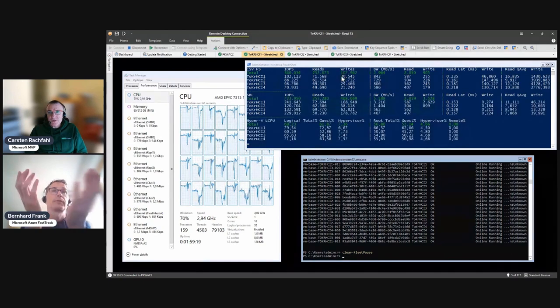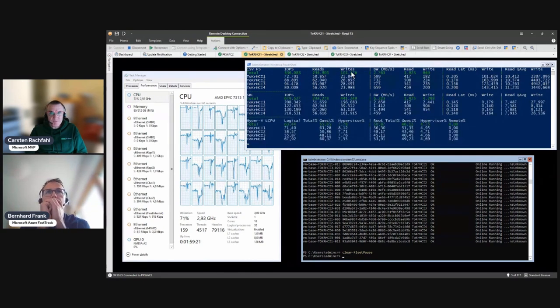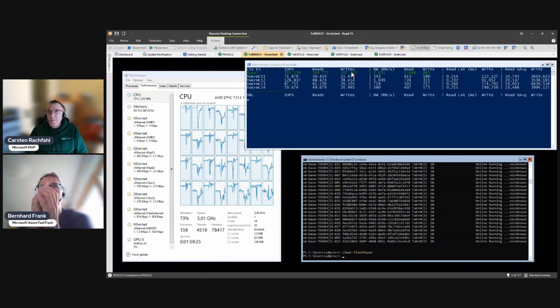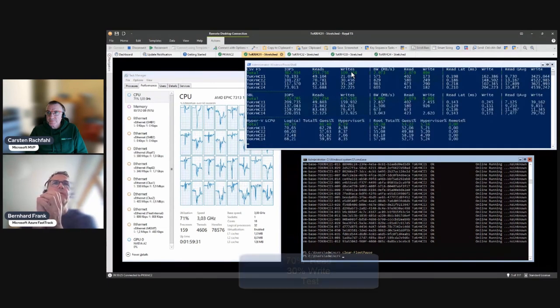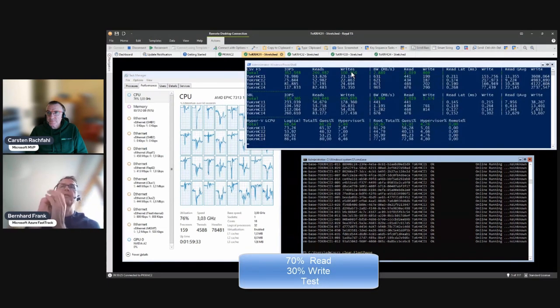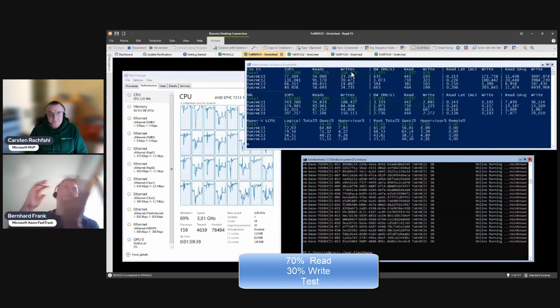And we are at 280,000, 320,000, 330,000. You notice here there's a heavy write part, right? So it's 30%, or at least that's the goal. But we could see that this is sort of hitting the maximum. So the system goes as high as it probably could with that amount of virtual machines.